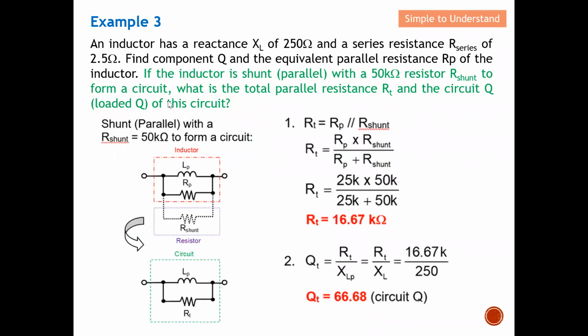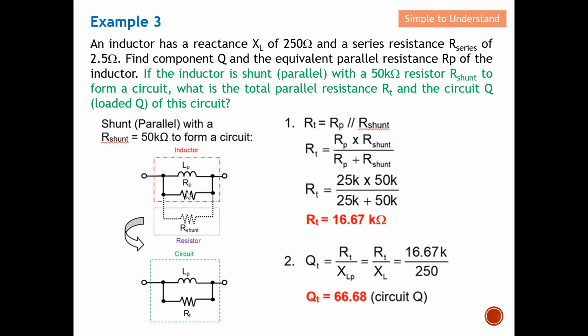Next, we're going to focus on the green color. If the inductor is shunted with a 50 kilo ohm resistor, Rshunt, to form a circuit, what is the total parallel resistor RT and the circuit Q of this circuit? This is the equivalent diagram that I calculated earlier. Instead of series, I use the parallel. Another parallel resistor is shunted together with the inductor. The question says the resistor shunted with the inductor is 50 kilo ohm, so I know that this Rshunt is 50 kilo ohm.